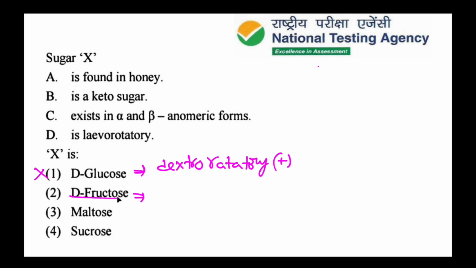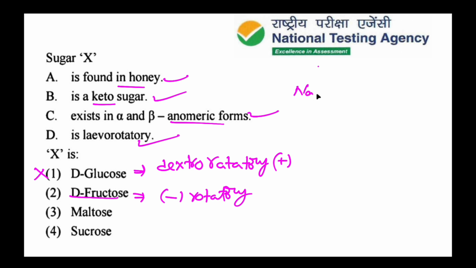Then fructose. Fructose is found in honey, and fructose contains a keto group, so it is a keto sugar. It exists in alpha and beta anomeric forms, correct? Then it is a levorotatory compound. Fructose is a levorotatory compound. So the sugar X is fructose.